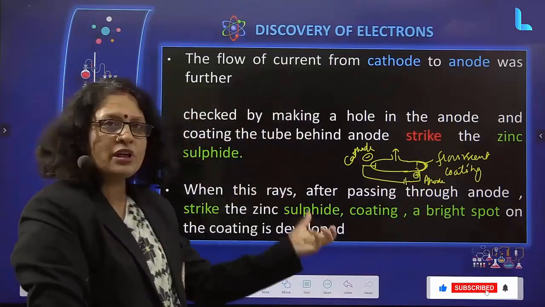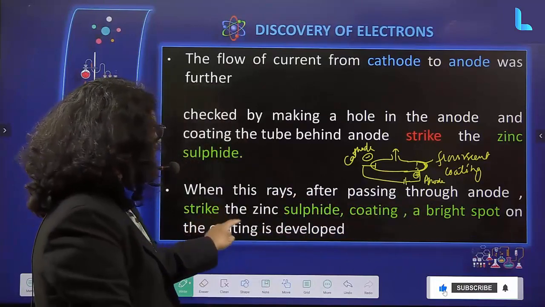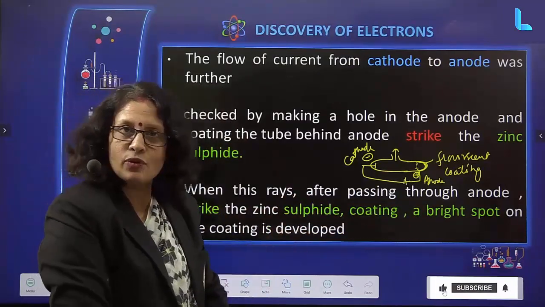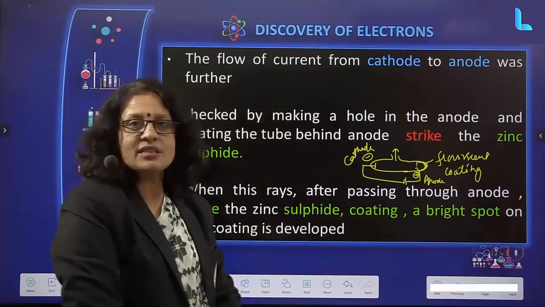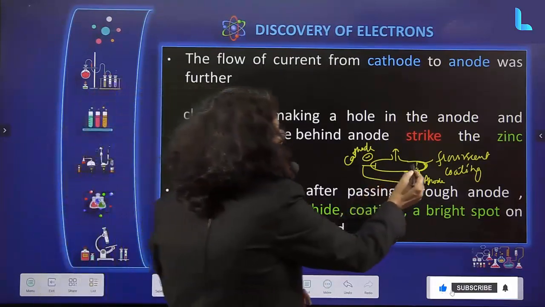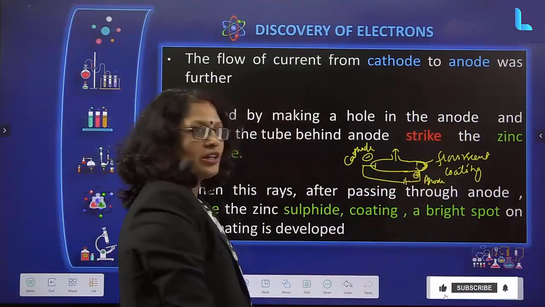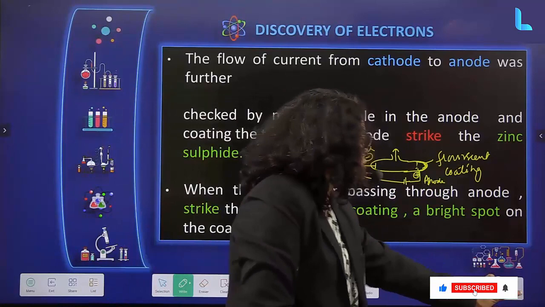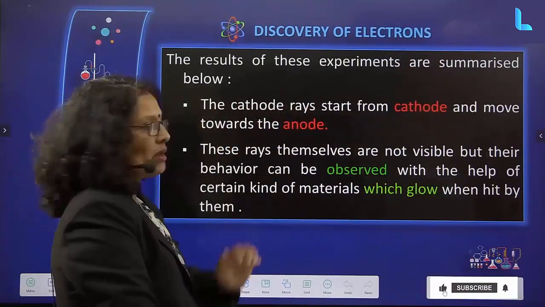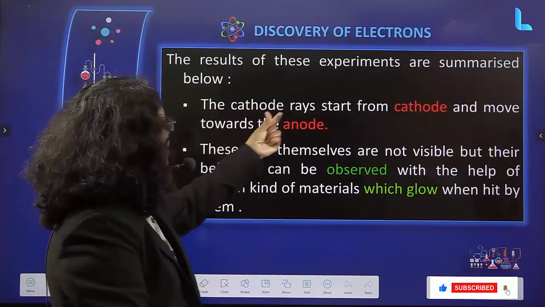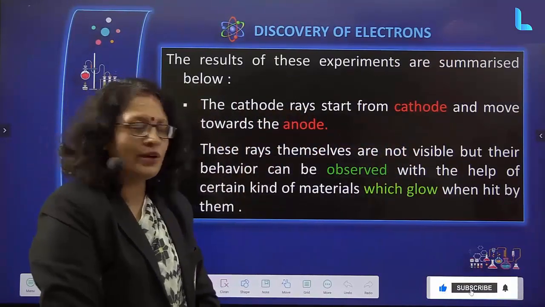So what we are observing here: when this ray, after passing through the anode, strikes the zinc sulfide, which is a fluorescent substance, a bright spot on the coating is developed. Only this area of the coating has the bright spot. What is the conclusion? Why is that bright spot there? We can summarize the experiment. The conclusion is the cathode ray starts from the cathode and moves towards the anode.